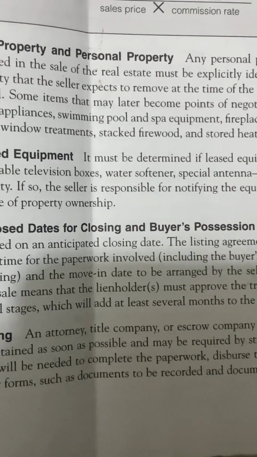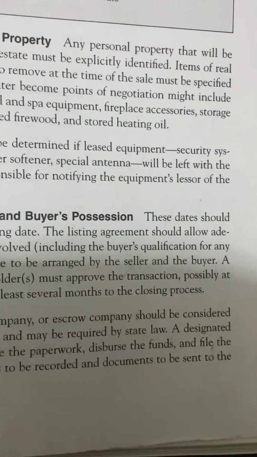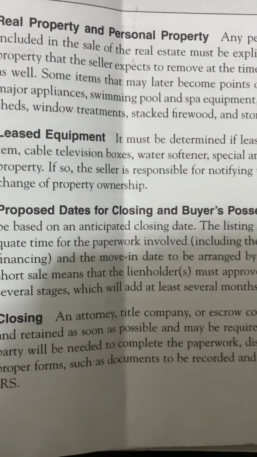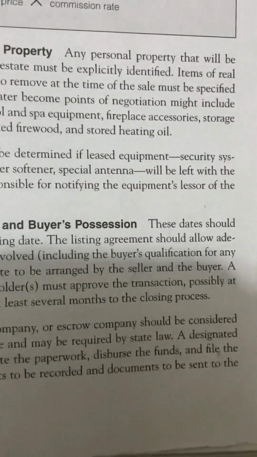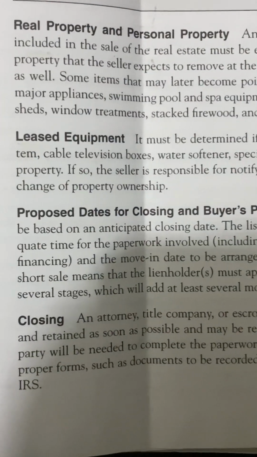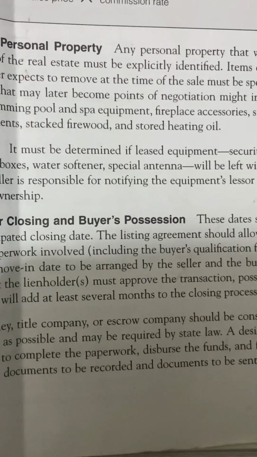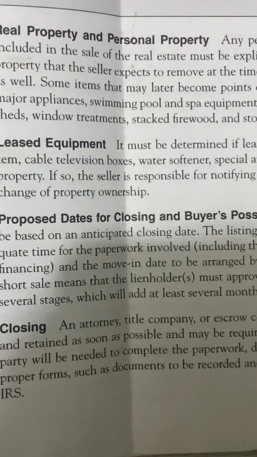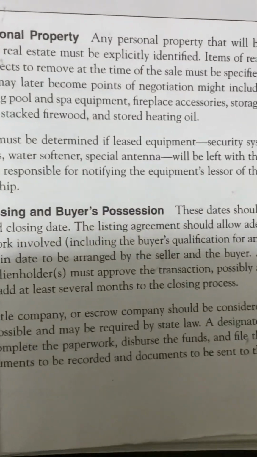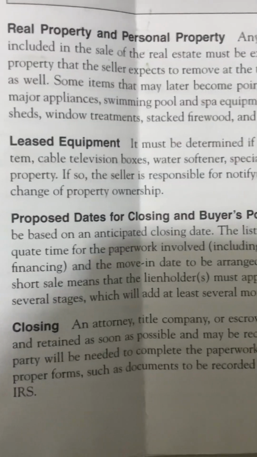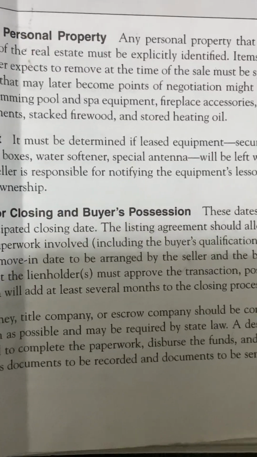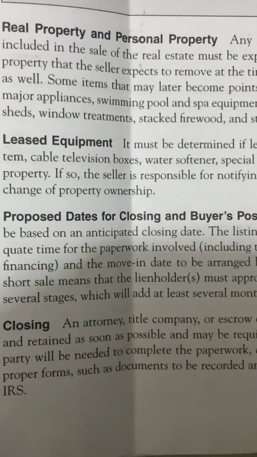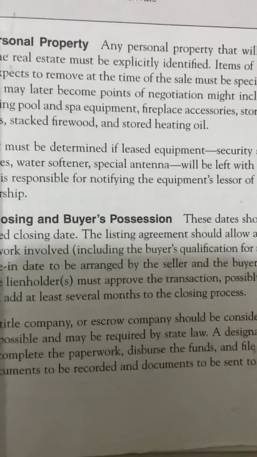Proposed dates for closing and buyer's possession. These dates should be based on an anticipated closing date. The listing agreement should allow adequate time for the paperwork involved, including the buyer's qualification for any financing and the move-in date to be arranged by the seller and the buyer. A short sale means that the lien holders must approve the transaction, possibly at several stages, which will add at least several months to the closing process.